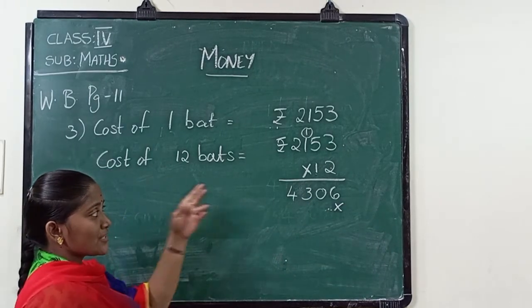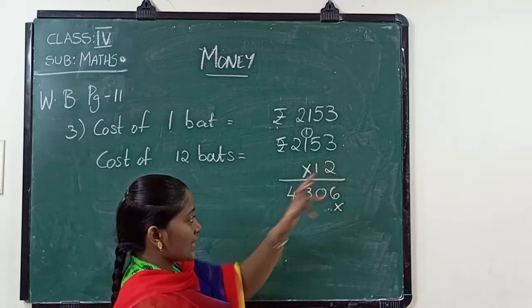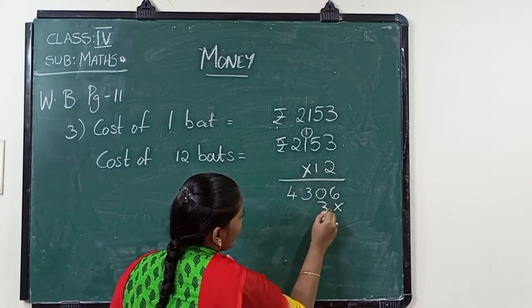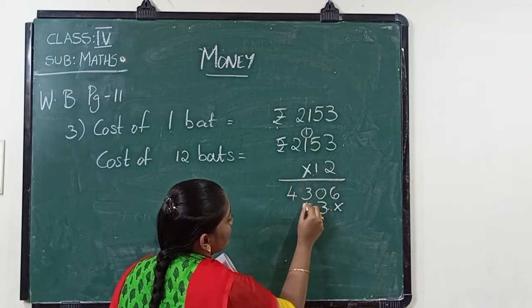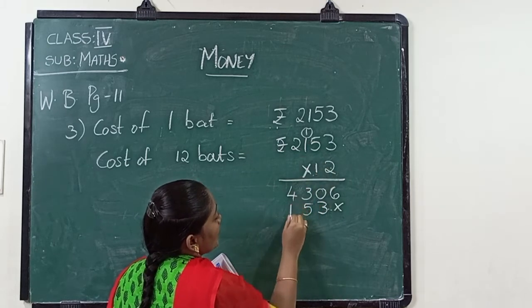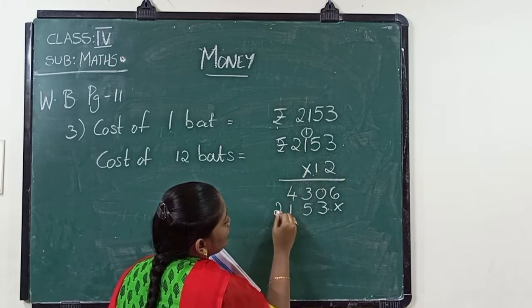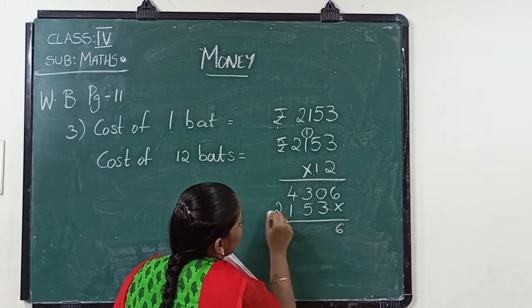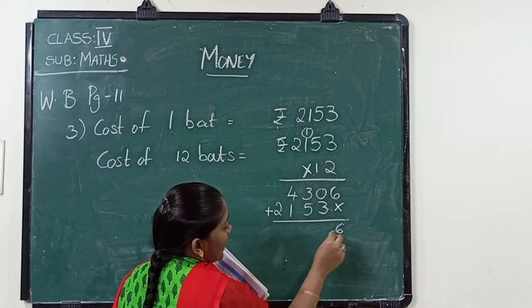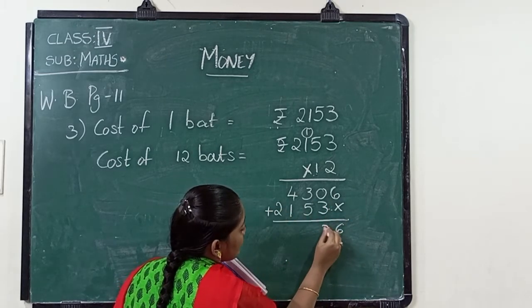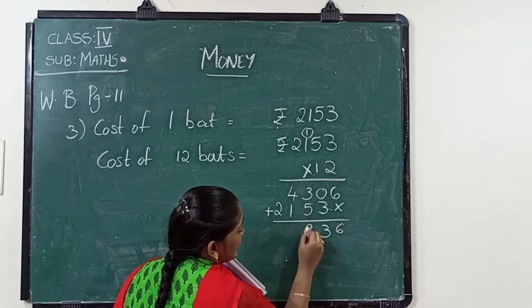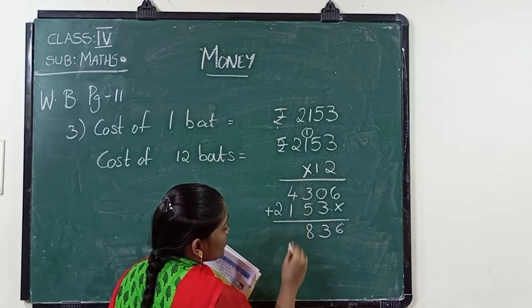Now continue with the tens place. 1 3s are 3. 1 5s are 5. 1 1s are 1. 1 2s are 2. Now we have to add. 6 carry out. 0 plus 3 is 3. 3 plus 5 is 8. 4 plus 1 is 5.